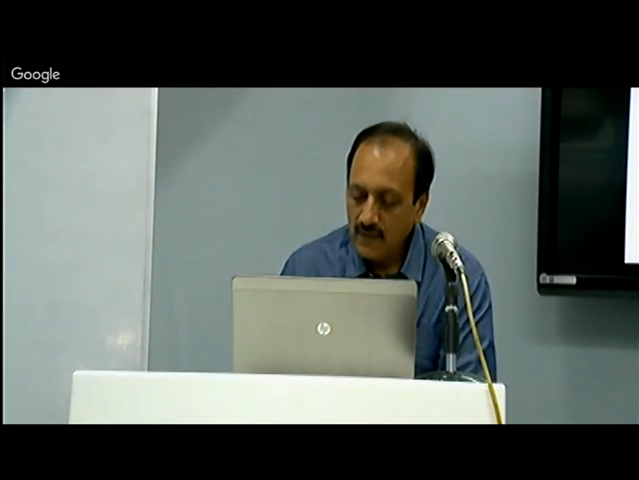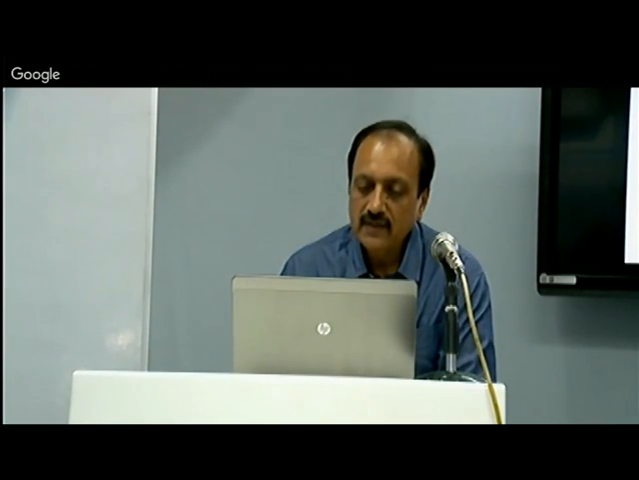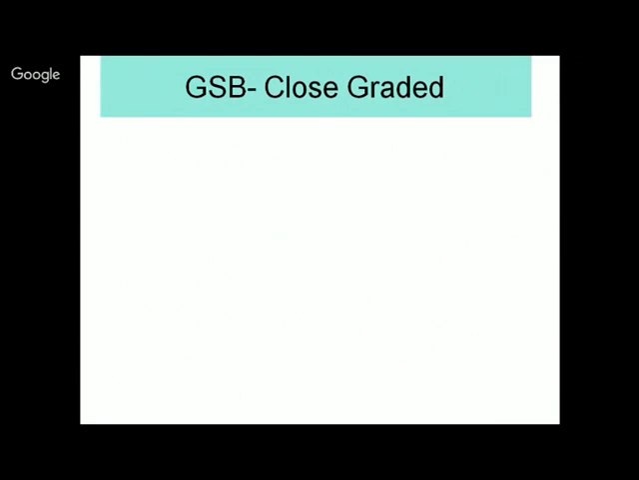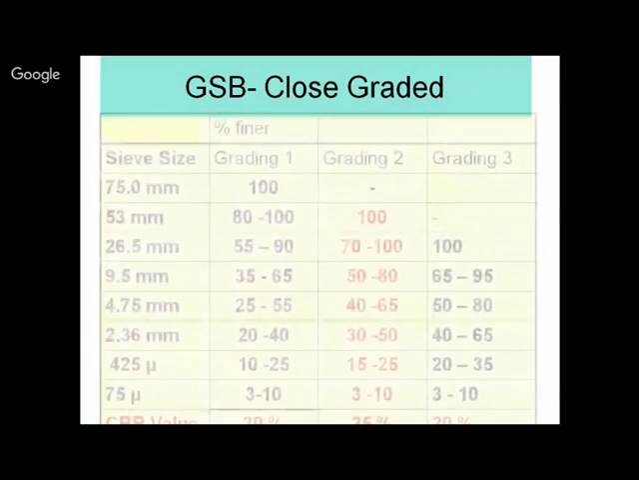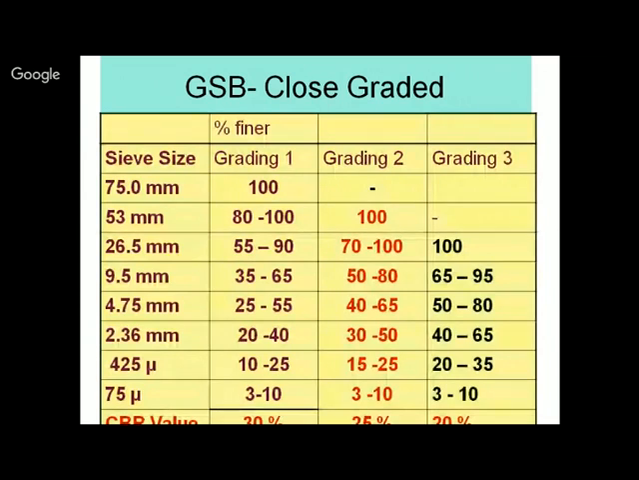Now when we seek any material, let us see what requirements this material should comply with. The first requirement is that of grading. Grading is the particle size distribution of any aggregate or soil material, and a well graded material means that it has material available corresponding to each of the sizes from the largest to the smallest size.